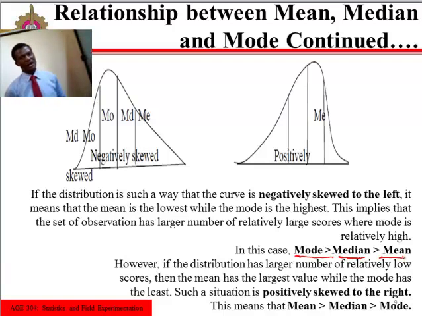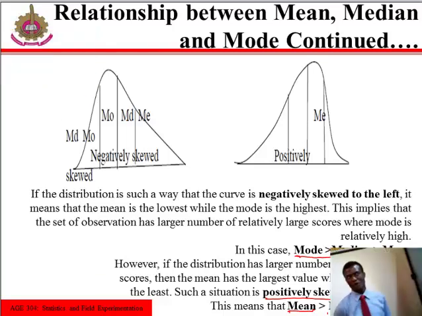However, if the distribution has a larger number of relatively low scores, then the mean has the highest value, while the mode has the least value. In such a situation, it is positively skewed to the right-hand side, and this means that the mean is greater than the median, and the median is greater than the mode.